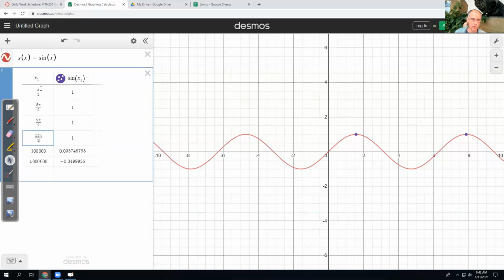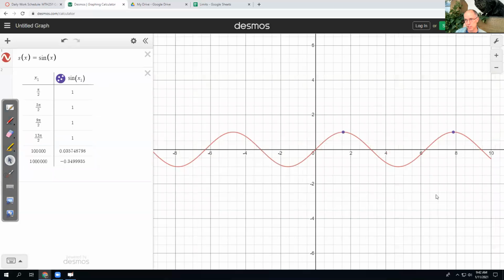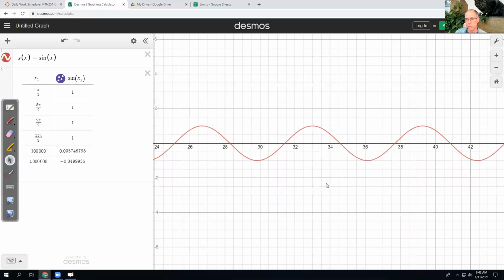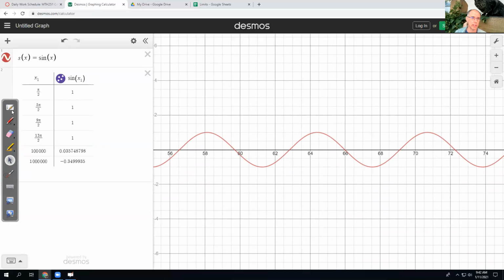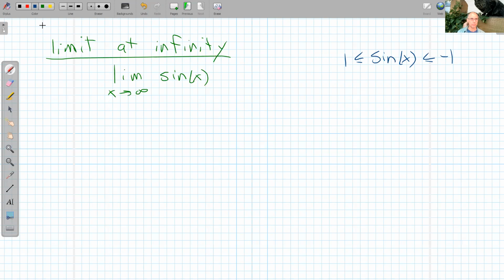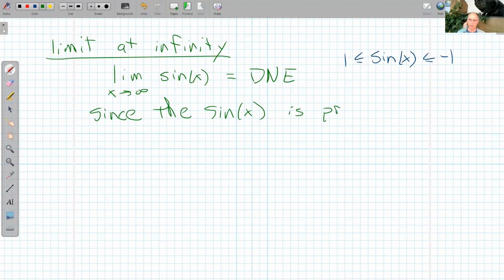So looking at various sequences of numbers, eventually I'm going to convince myself that as I look to the right, this is always oscillating in exactly the same way, and there is no limit. So in this case, the best I can say here is that this limit does not exist. And if I needed a reason, I could just say since sine of X is periodic.